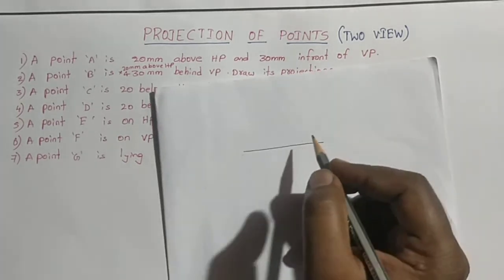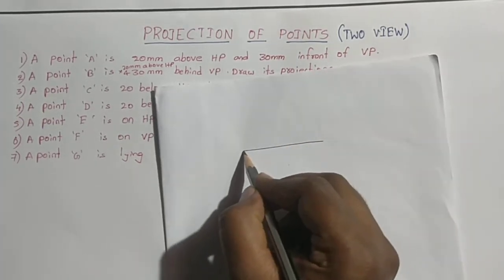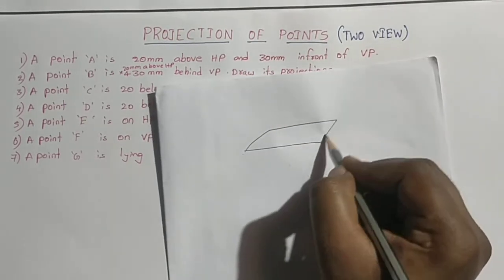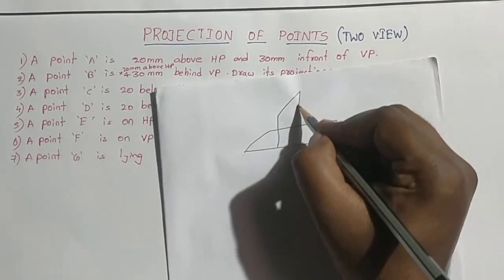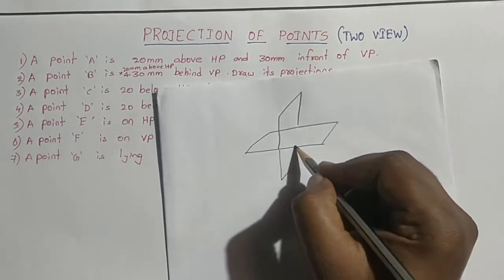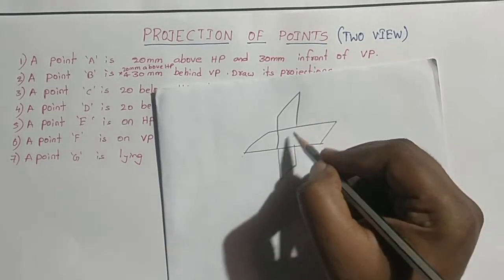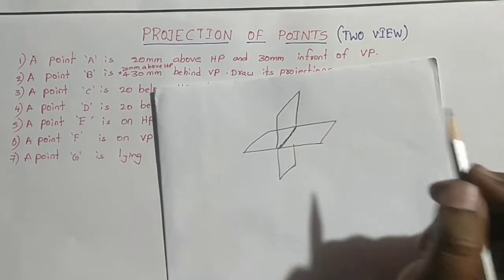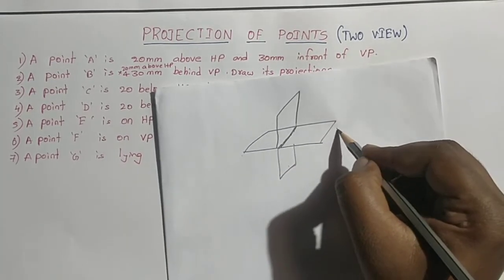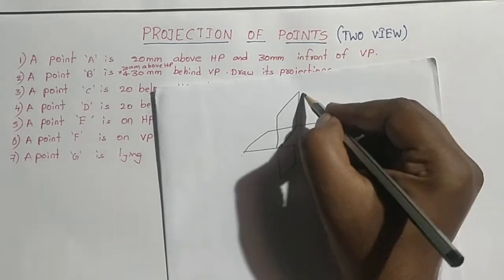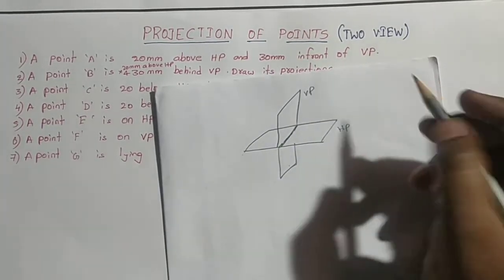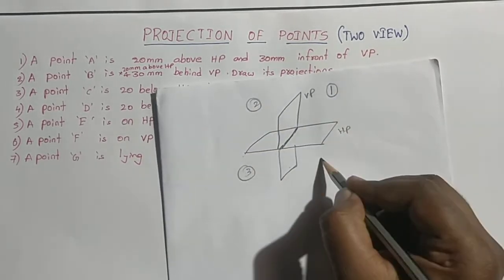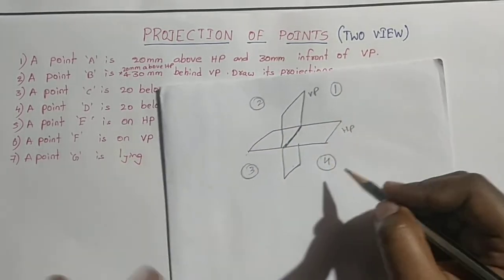It is the reference line XY, it is the horizontal plane, and this one is the vertical plane. This one is the first quadrant, this one is the second quadrant, third quadrant, fourth quadrant. These are the 4 different quadrants.